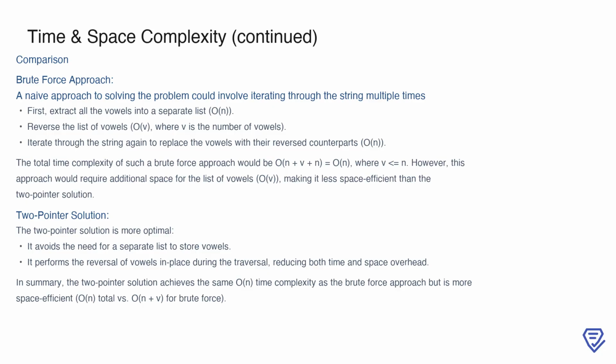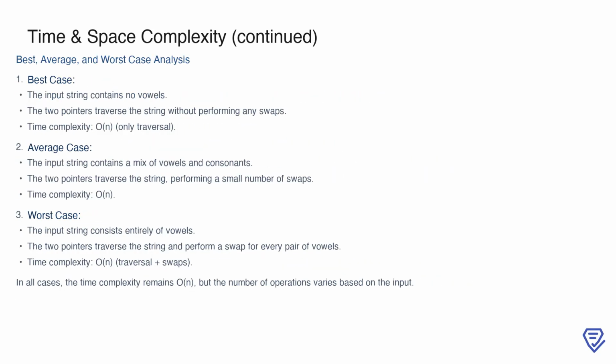In contrast, the two-pointer solution avoids the need for this extra list and performs the reversal in place, making it more space efficient while maintaining the same O(n) time complexity. To further break this down, let's analyze the best, average, and worst cases for the two-pointer solution. In the best case, the input string contains no vowels. Here, the two pointers simply traverse the string without performing any swaps, resulting in a time complexity of O(n) for traversal alone. In the average case, the string contains a mix of vowels and consonants.